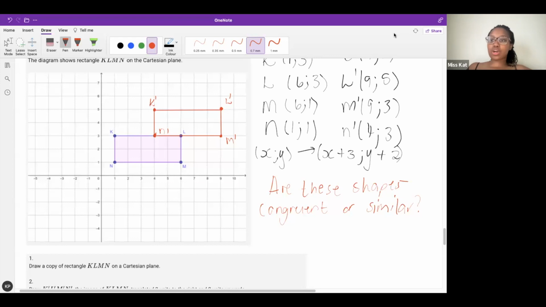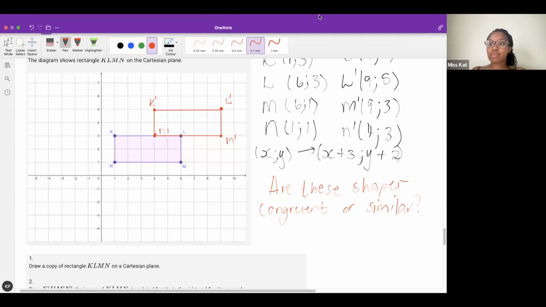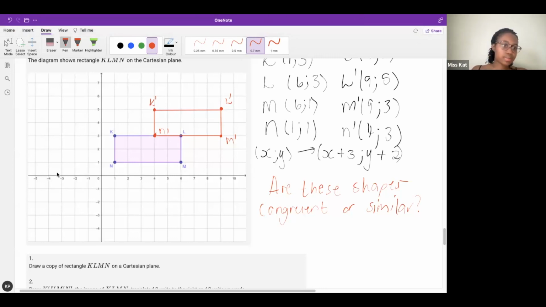Okay, a lot of you are saying congruent. Does everybody agree that it's congruent? And does anyone have a reason for me why we say they are congruent? They are equal. They are exactly the same shape. We just moved them around.